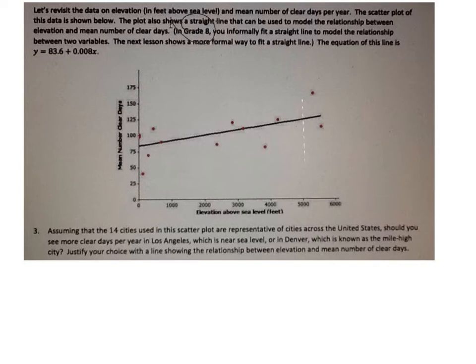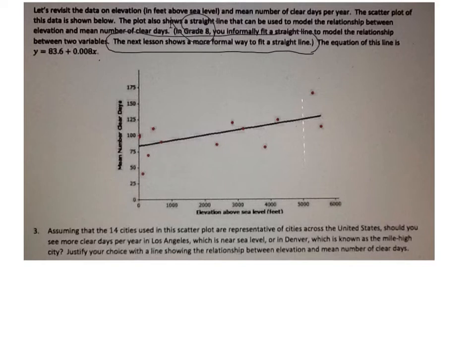Again, like normal, I'm not sure what you did in grade 8. Some of you are in grade 8, some of you are in grade 7, so that's sort of irrelevant for what we're talking about. But in a previous math course, you informally fit a straight line to model the relationship between two variables. The next lesson shows a more formal way to fit a straight line. That's where we're going to do some things with our calculator, which I talked about last lesson a little bit.